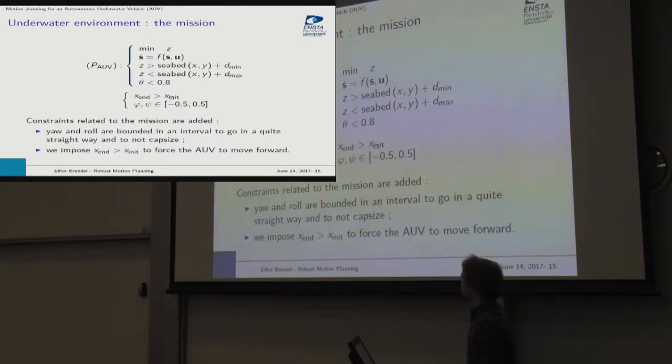So the AUV keeps moving forward, but we didn't care if it was straight or if it oscillated. We could add a constraint to tell the AUV to be straight. Okay, so there is no specific reason for this. And the same for the pitch theta, it's not an absolute value.